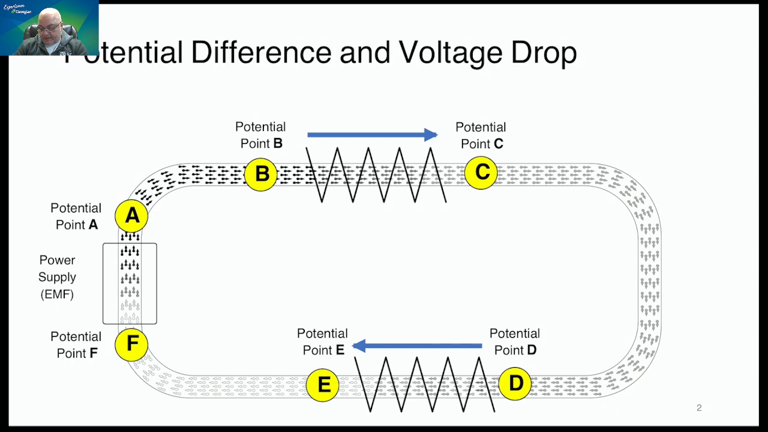In the same way, if we look at the electron flow between E and F, we see that there is no resistor, there is no resistance, and therefore the electrons are not going to lose any energy. In this most simplistic way of presenting a series circuit, we're going to notice some things.